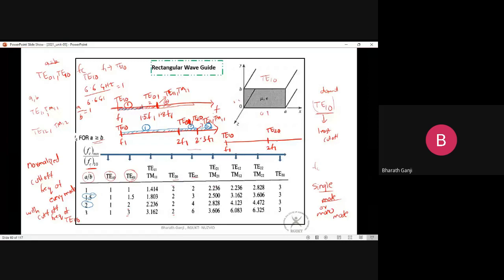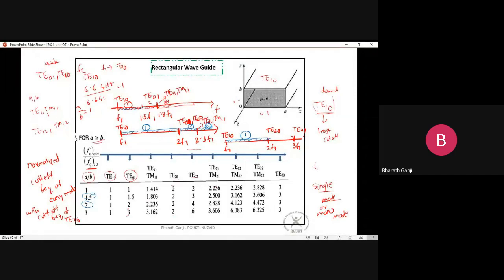ఓకే, ఆ తర్వాత ఎవరు వస్తున్నారు? ఆ తర్వాత ఇంక మళ్ళీ 3 టైమ్స్ దగ్గర ఎక్కడో, ఓకే you get 3 టైమ్స్ దగ్గర you get TE01 మోడ్. అండ్ ఆ తర్వాత మిగతా ఫ్రీక్వెన్సీ వస్తాయి. సో ఇక్కడ నాకు సింగిల్ బ్యాండ్ విడ్త్ ఎంత అంటే ఇదిగోండి, ఈ ఫ్రీక్వెన్సీ రేంజ్లో for example F1 అండ్ 2F1 అనే ఫ్రీక్వెన్సీ రేంజ్లో నేను ఆపరేట్ చేస్తే ఇక్కడ ఒకటే మోడ్ ప్రాపగేట్ అవుతుంది. ఏం మోడ్ అది? TE10 మోడ్ ఒకటే ప్రాపగేట్ అవుతుంది.